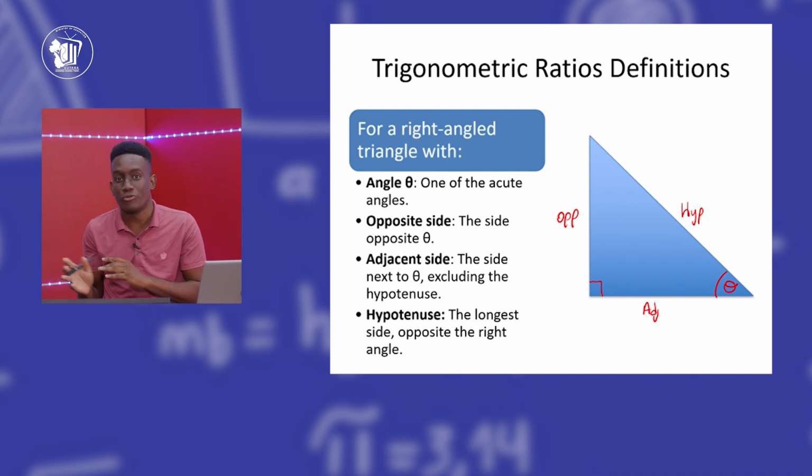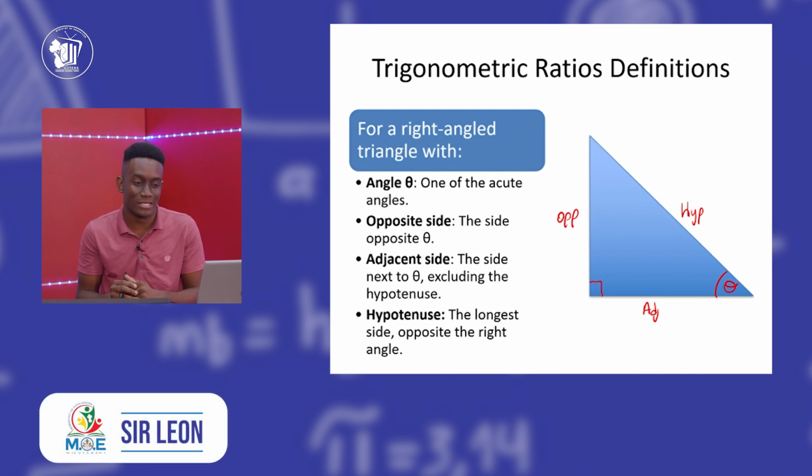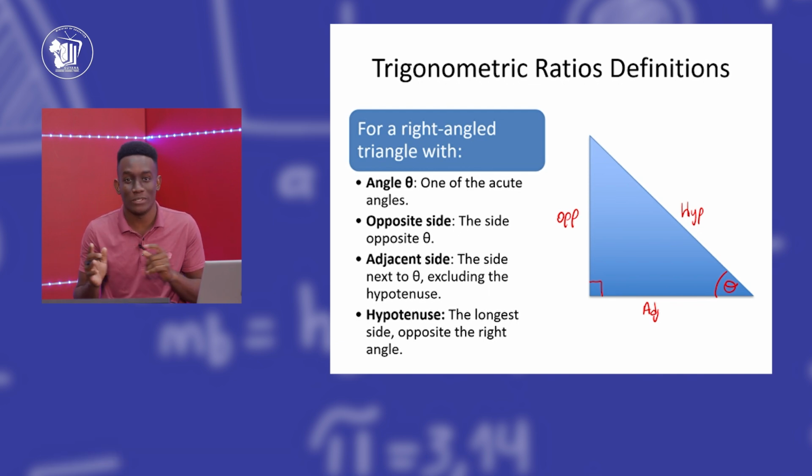We call that ADJ for short. To recap, the hypotenuse is the side opposite the right angle. The opposite side is the side opposite theta, or opposite the angle that we are referring to. And the adjacent side is the remaining side. Now that we have a good understanding of how to label these sides, because that's the first thing you need to do when dealing with the trig ratios, you need to label each side.